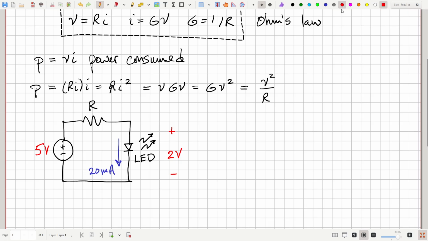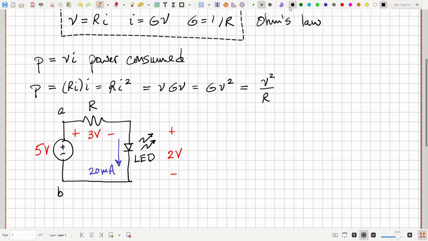Well, let's see. Let's call this point A and point B. Kirchhoff's voltage law tells us that the voltage drop from A to B is the same regardless of the path we take. So obviously in this path it's 5 volts. So in this path it must be 5 volts. And well, here's 2 volts. So the remainder of that 5 volts, which would be 3 volts, must show up across the resistor.